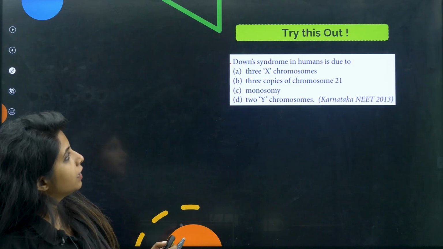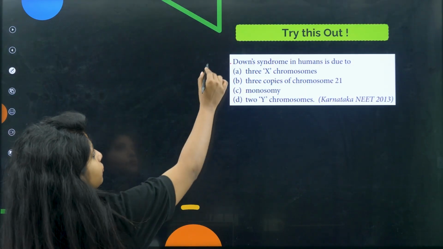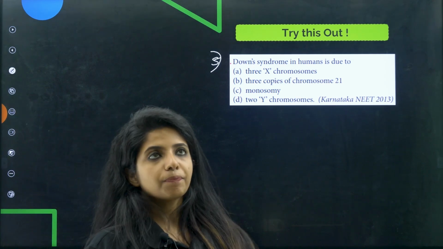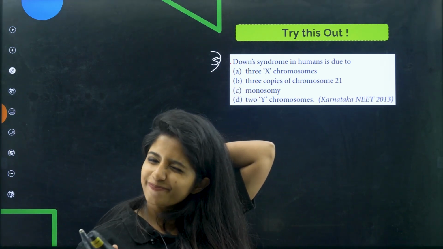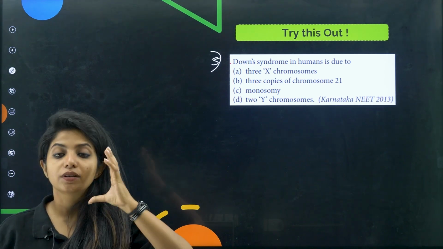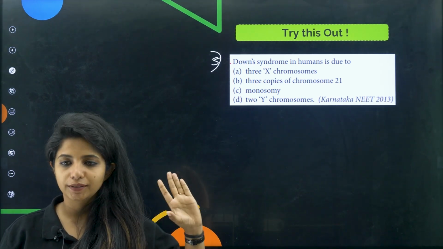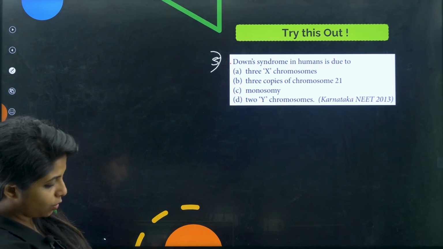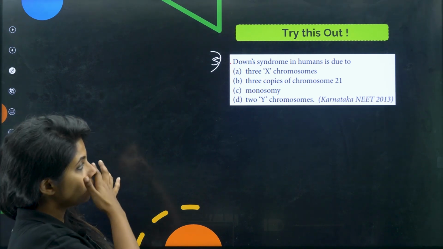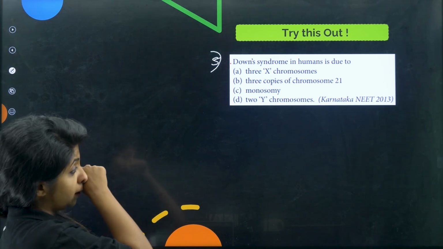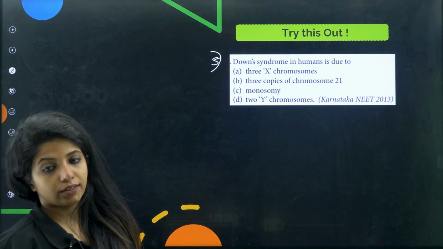Fine. Now try this. This is the fifth question that you have. So these are the three chromosomal diseases or disorders that you need to study, which are there in your book. Now Down syndrome in humans is due to what? You tell me. 3X chromosome, 3 copies of chromosome 21, monosomy. Monosomy is when you have one, okay, or 2Y chromosome, extra.